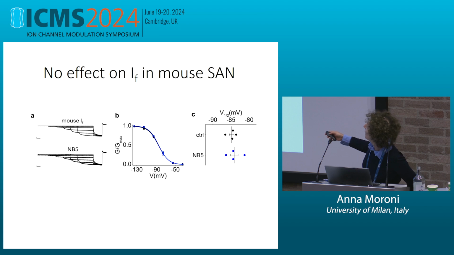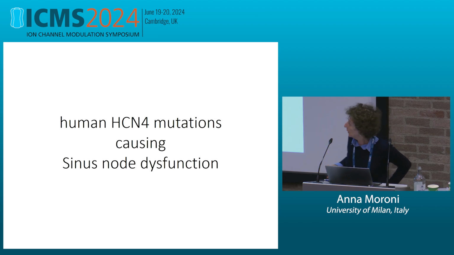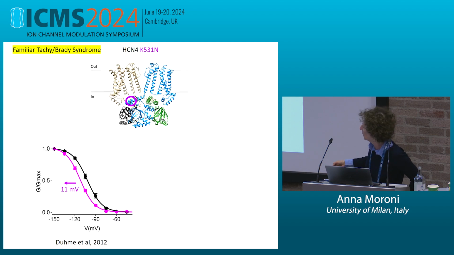In Milano, we tested the effect of nanobody 5 on mouse sinoatrial node. And as I mentioned, there is no effect, as expected. So at this point, we are searching for a mutation in HCN4 that is causing sinus node dysfunction in humans. There are several patients in the literature that have been discovered. And one of these mutations, published first in 2012 by this group, is found in a familial tachy-brady syndrome.